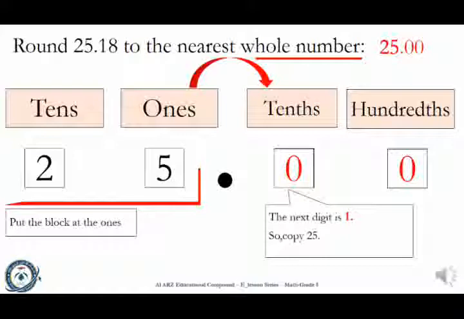Another example, round 25.18 or 25 and 18 hundredths to the nearest whole number. So we write the number, we decompose, we put the block at 5 and take everything before. We look at the next digit. The tenth digit is 1. 1 is small, so we copy 25. And we put 00 after the block. The answer is 25.00, or since they are useless, you can cross the zeros and write 25. Both answers are correct.